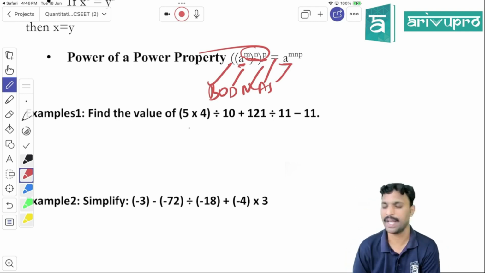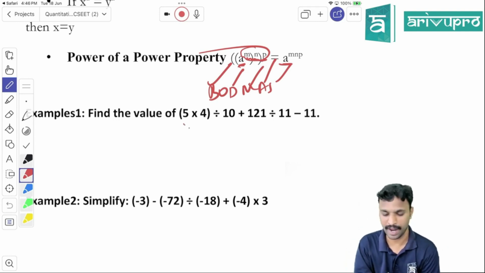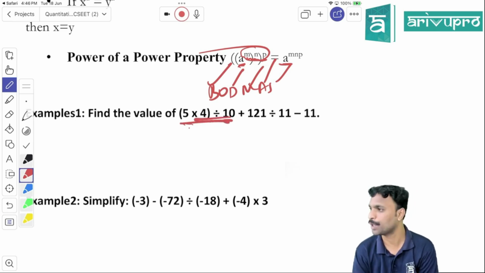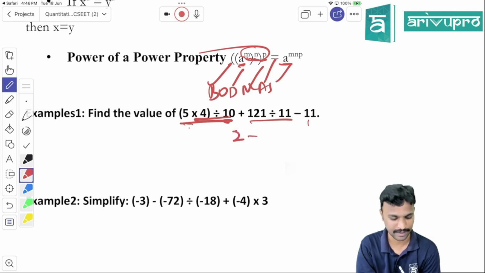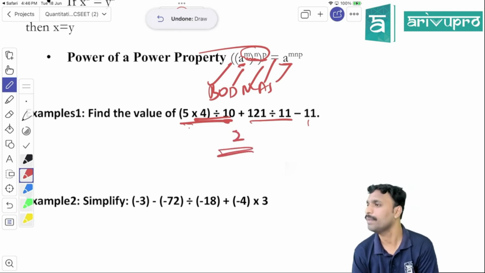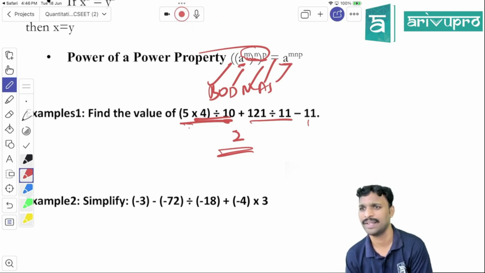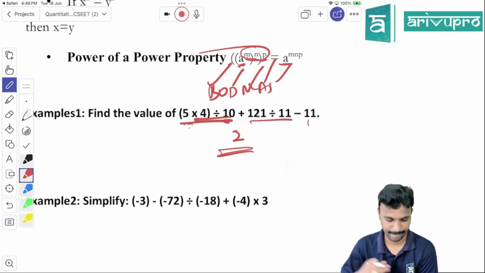Now, first of all, which one gets the priority? Brackets. 5 fours are 20. After removing the bracket, priority is given to division. 20 by 10 is 2. The result of this is nothing but 2. Now, 121 by 11 is 11. 11 minus 11. So what is the result? 2 plus 0 is 2. Clear? Tell me yes or no. Solve this then.